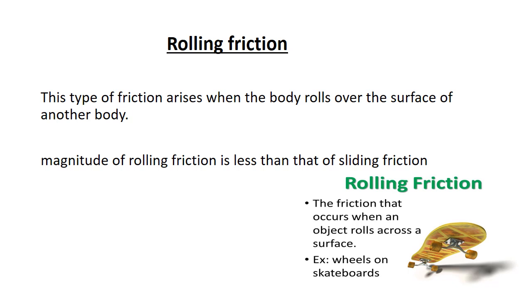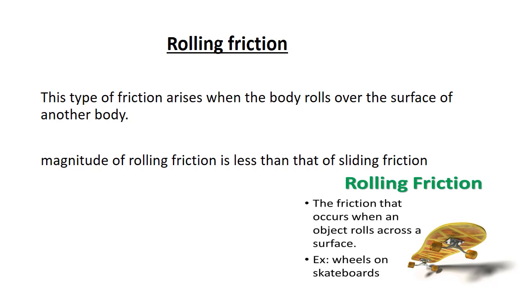Remember this: friction does not depend upon the area of contact between the surfaces. How much is the area of contact between the surfaces, it will not depend upon that. But it strictly depends upon the nature of the surfaces, whether the surfaces are smooth or rough. The greater the roughness among the surfaces, the greater the force of friction. The lesser the roughness, or the greater the smoothness among the surfaces, the lesser the force of friction.